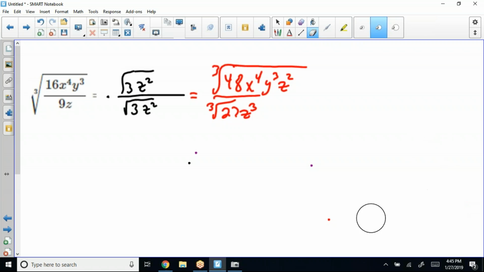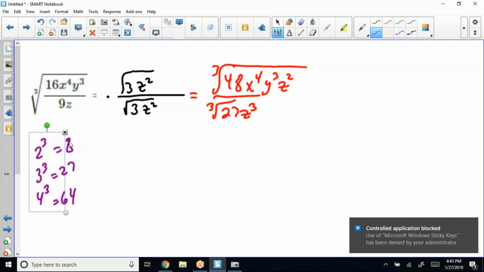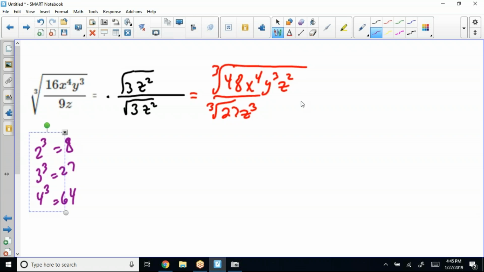So let's consider some things while I'm cleaning that up. Let's see, is 48 a perfect cube? No, 48 is not. So that would be 2 cubed, 3 cubed, 4 cubed. That's 8, 27, and 64. All right. So I know that this is going to drop here to 3z, right, in the denominator.